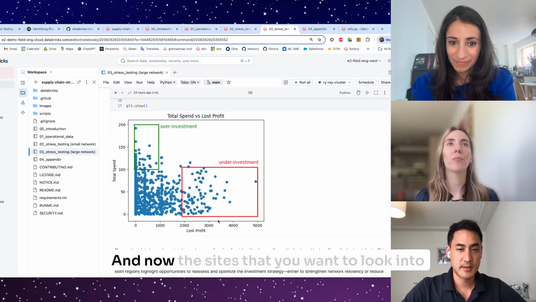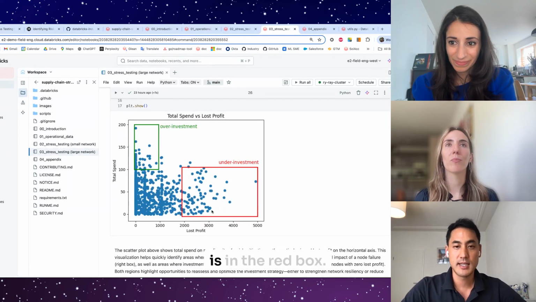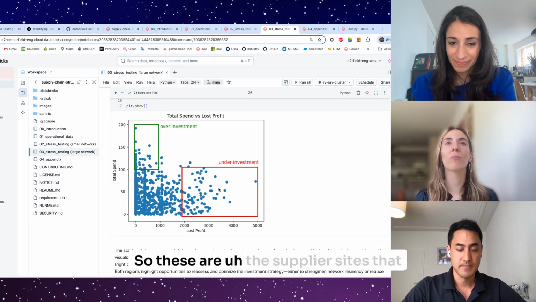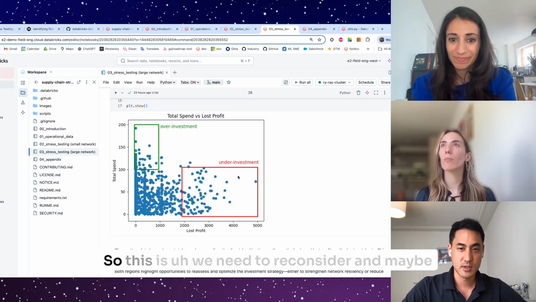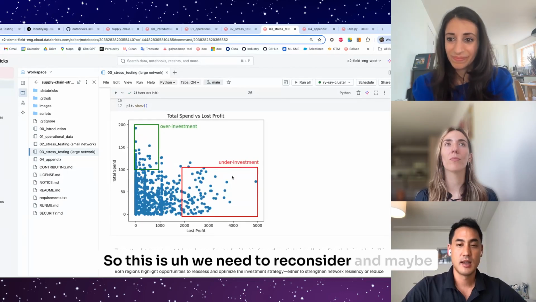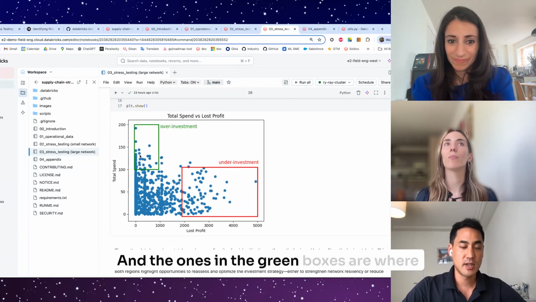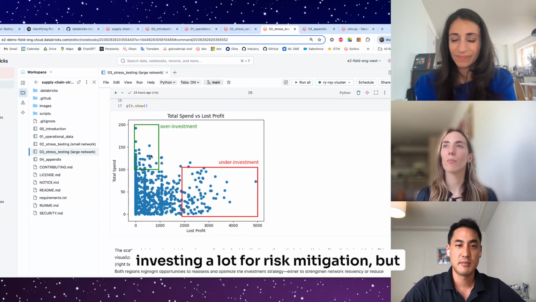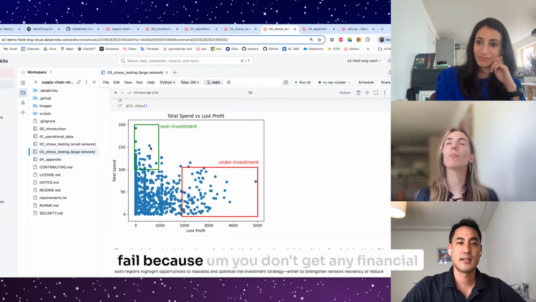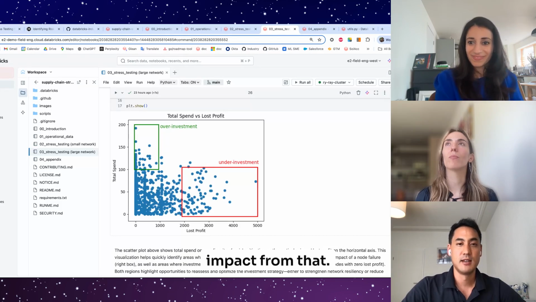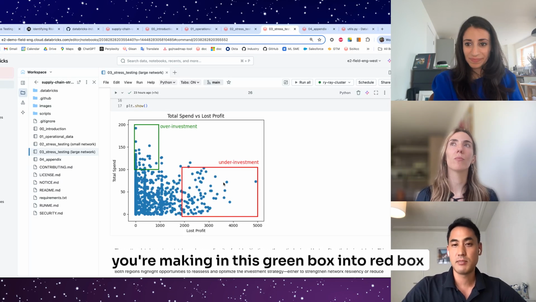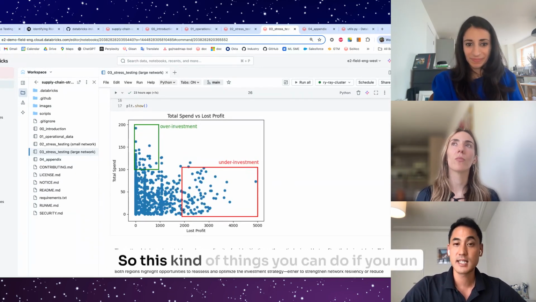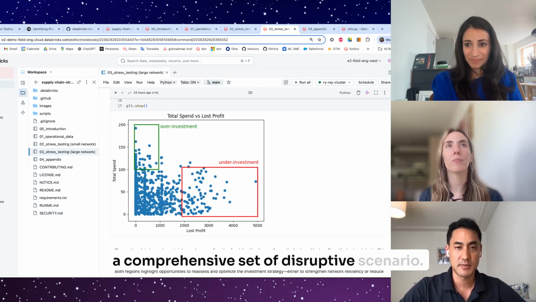And now the sites that you want to look into are in the red box. These are the supplier sites that incur a lot of damage when they fail, but we're not investing that much into their risk mitigation. So we need to reconsider and maybe invest more. And the ones in the green boxes are where we're investing a lot for risk mitigation, but it doesn't really matter when they fail because you don't get any financial impact from that. So for example, you can take the investment that you're making in the green box into the red box and build a more resilient supply chain network. This kind of thing you can do if you run a comprehensive set of disruptive scenarios.